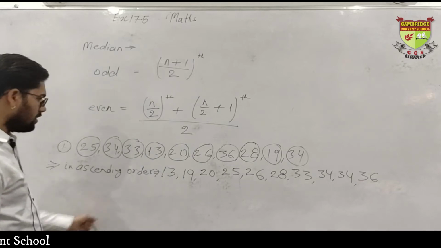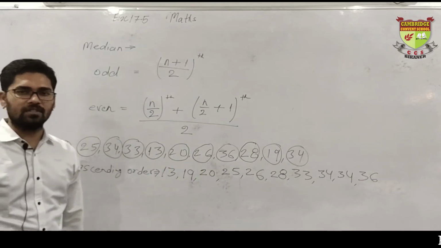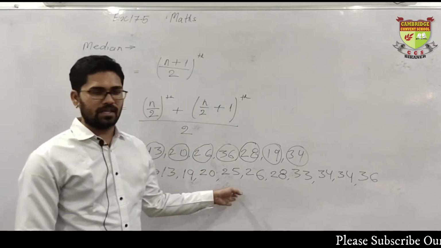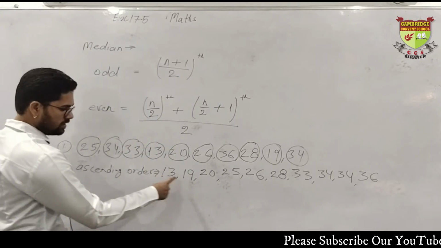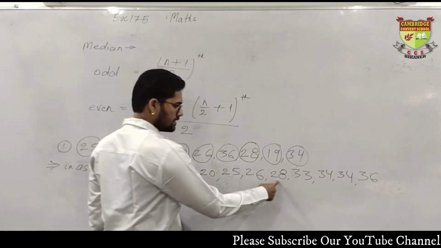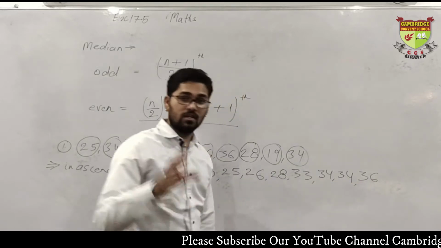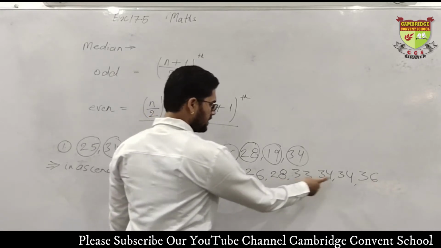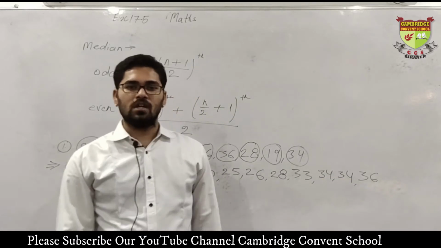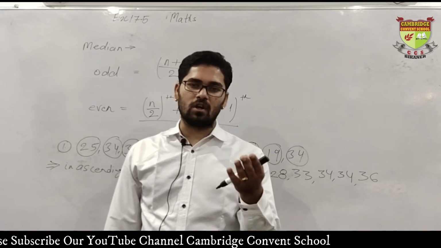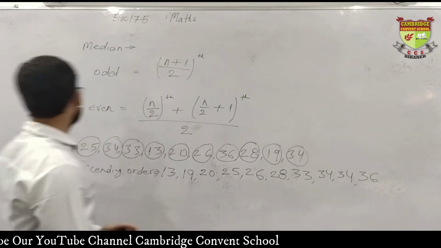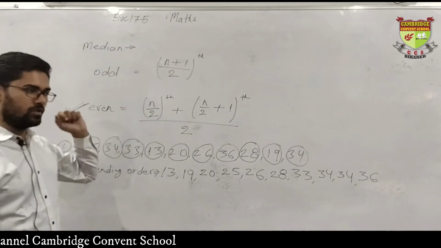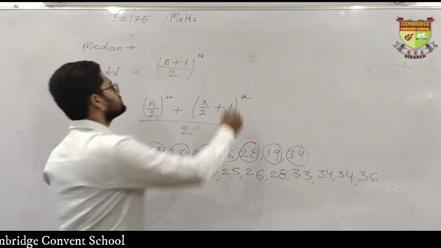Our first step is done. Now what is the second step? We will find out whether these are odd or even numbers. Count them: 1, 2, 3, 4, 5, 6, 7, 8, 9, 10. There are 10 numbers. Count again to be sure: 1 to 10. There are 10 numbers. Is 10 an even or odd number? Of course it is even, so the even formula will be used.